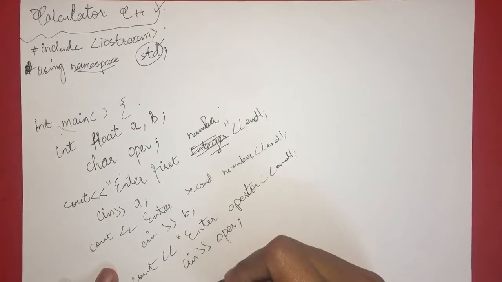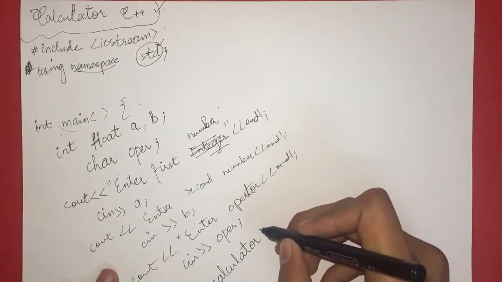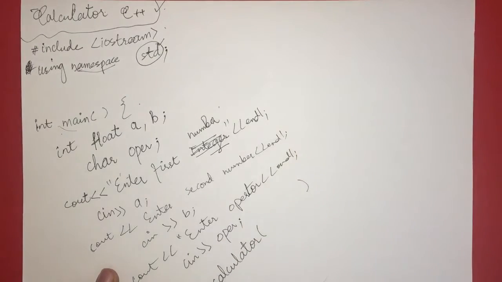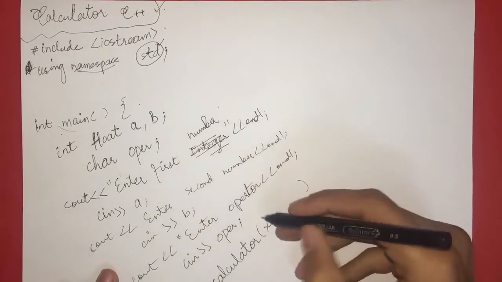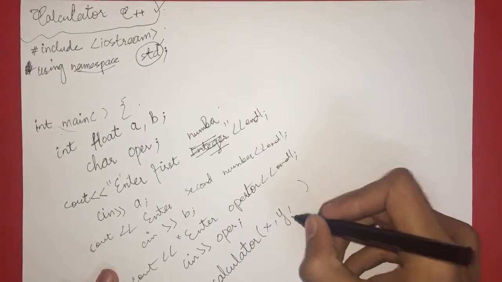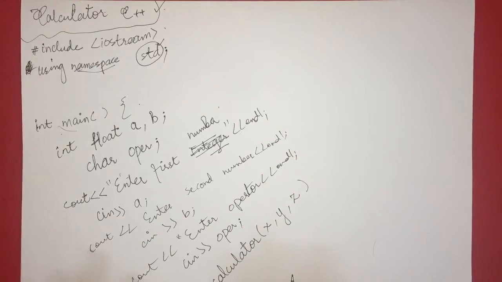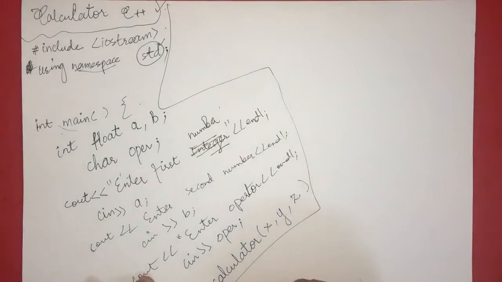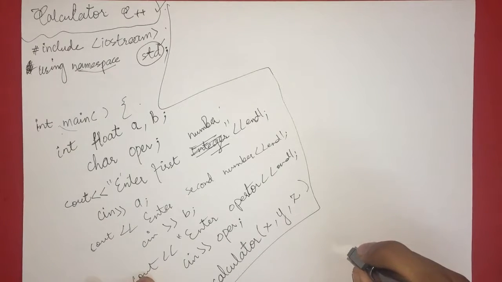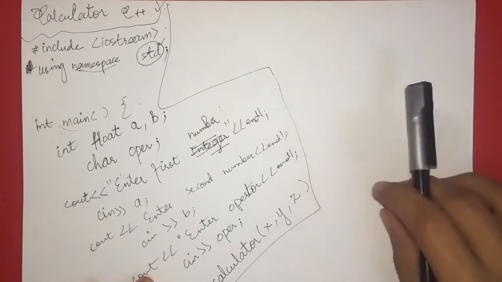So the function name I'm going to use here is calculator. I'm going to input the parameters: x will be our a, y will be our b, and z will be our operator. So now we have created a program which outputs the numbers, the operator, and then outputs the value that specific expression gives.